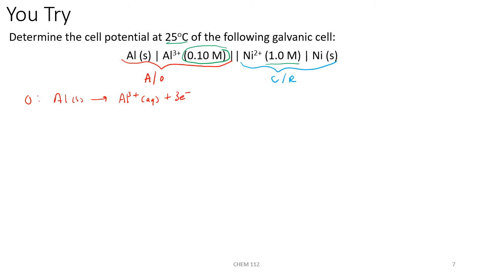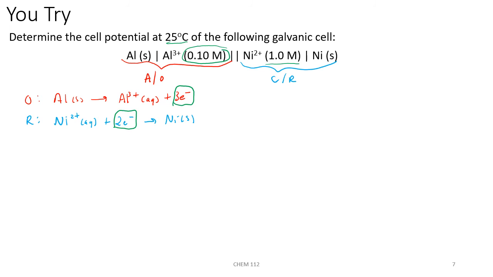And our reduction half reaction is that of nickel. So we're going to have aqueous nickel 2+ ions picking up 2 electrons, being reduced to solid nickel. Now, this is another good example because I wanted to review with you guys what you have to do when your oxidation and reduction half reactions don't match in the number of electrons that are transferred.